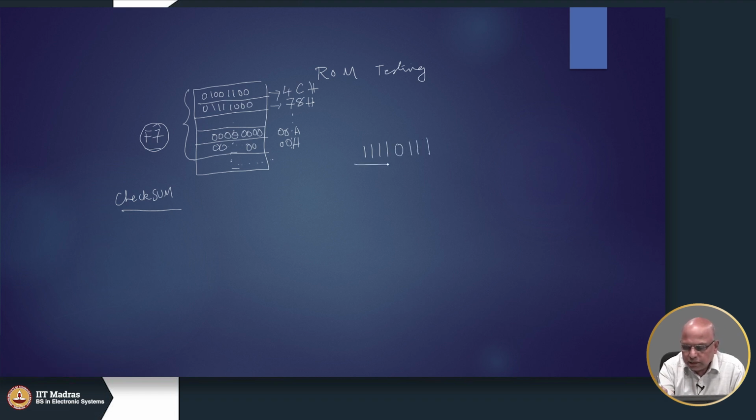So, what is the negative value of this F7? So, we will have to convert it to its 2's complement. So, 1 0 0 1 0 0 0 0. So, this is the negative value. Okay. So, we can store that here. So, let us say it is 09 hex.